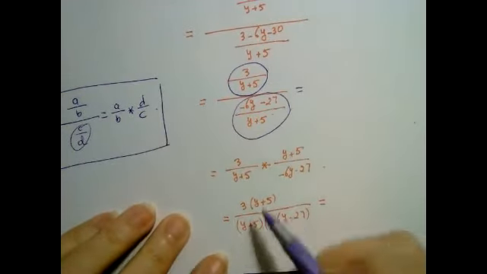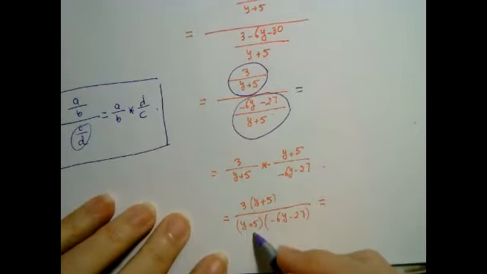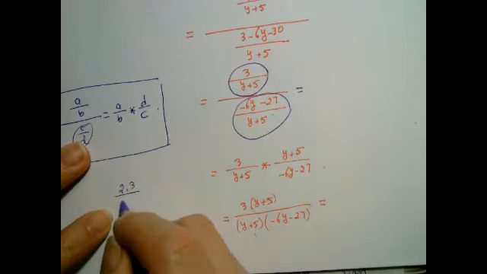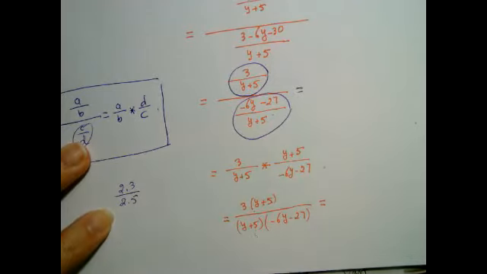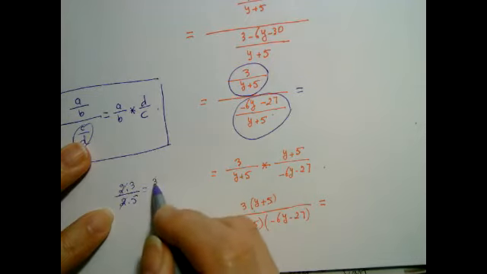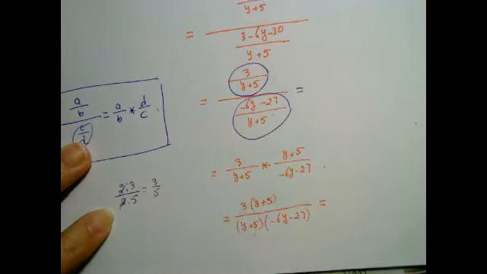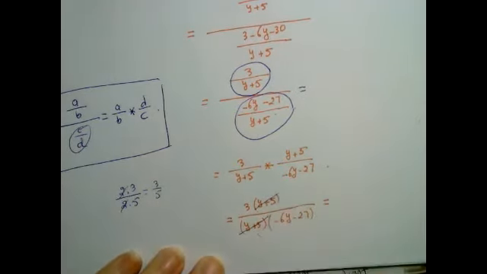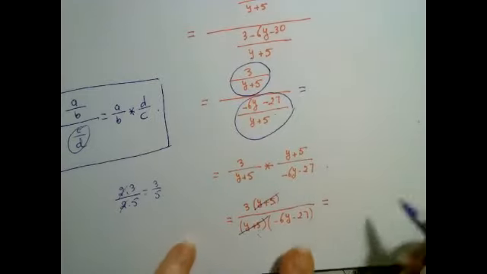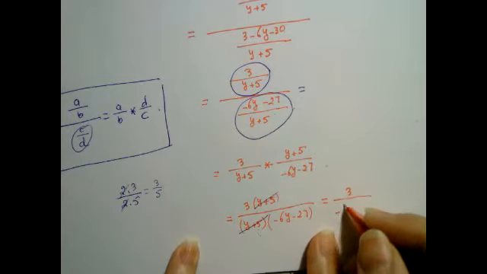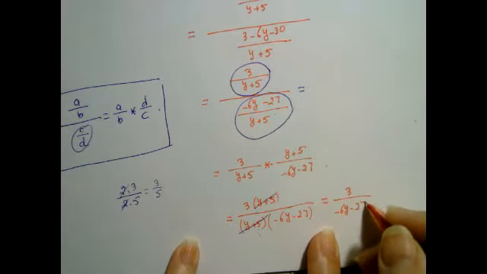Now, y plus 5 is a factor in the numerator, and it's the same factor, so it's a common factor to the numerator and denominator. It's just like if you have 2 times 3 over 2 times 5, so 2 is a factor here, then basically you can simplify by the 2, and this is the same thing as 3 over 5. So because it's the same common factor, I can simplify it. And that would leave me with 3 over minus 6y minus 27.